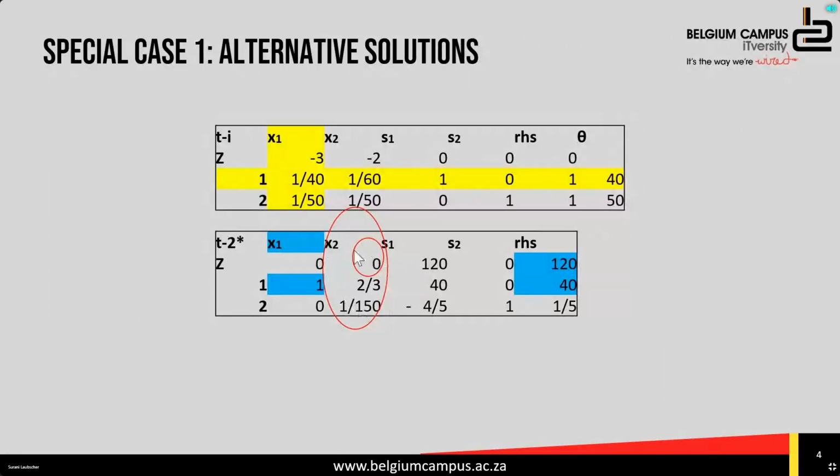When I pivot on that X2, now how can I see that it's alternative? What is the Z value currently? What is X1?